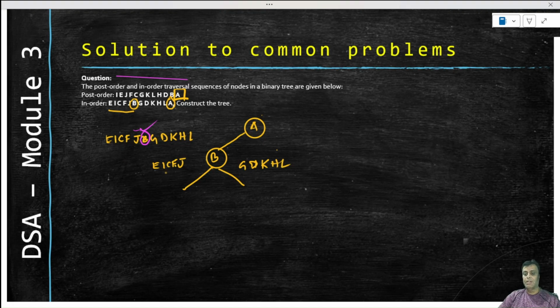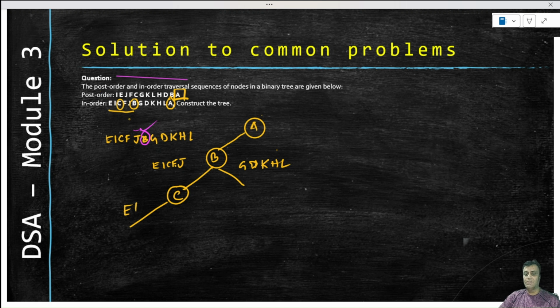So let's take one at a time. So EICFJ, if I take it from the right to left, what I get is IJFC. So we get C as the first element. So the C as the first element therefore becomes my root. So with C as the first element becoming my root, I will go to inorder and ask it what is my left and right subtree. So inorder will say left subtree is EI.